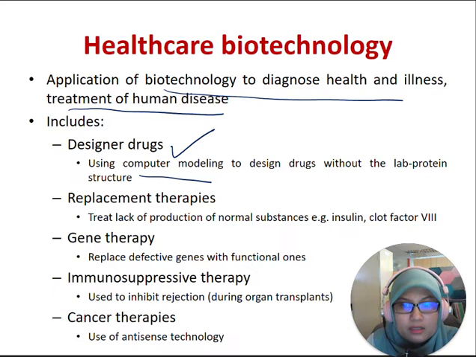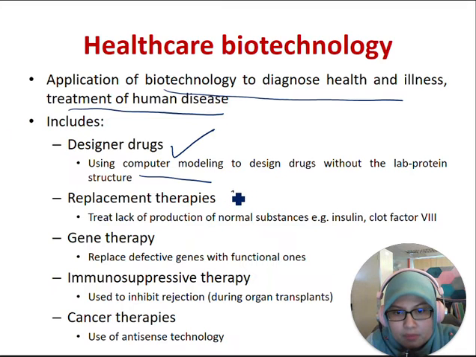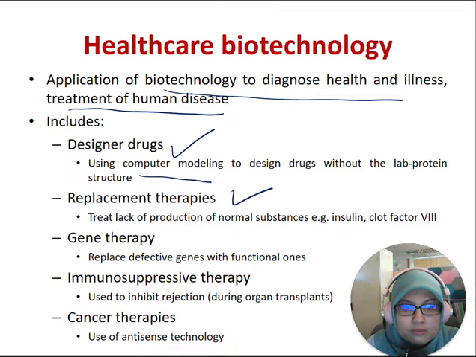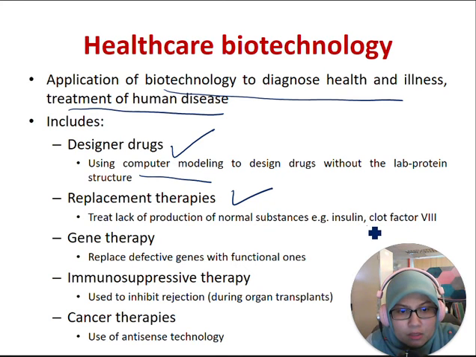And then we have replacement therapies. This is to treat the lack of production of normal substances. For example, insulin. Diabetic people, they can't produce insulin, so we replace it by replacement therapies. Kita replace balik dia punya hormon insulin tu melalui injection lah, right? Sama juga dengan orang yang ada masalah blood clot, tak boleh nak clot darah bila ada luka, and then kita akan bagi dia clot factor bila dia bleeding.